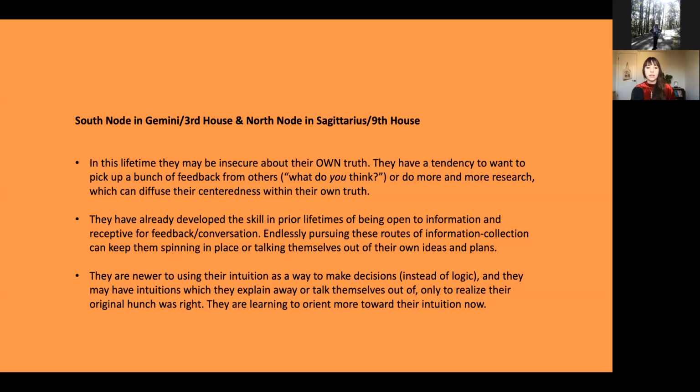In this lifetime, these individuals can be insecure about their own truth. So if you think about them moving towards Sagittarius or the 9th house, that's where we have this vision of our own personal truth. And so these individuals can have a tendency to want to get a lot of feedback from others, like, what do you think about this? Or do more and more research. And this can diffuse their centeredness with their own truth.